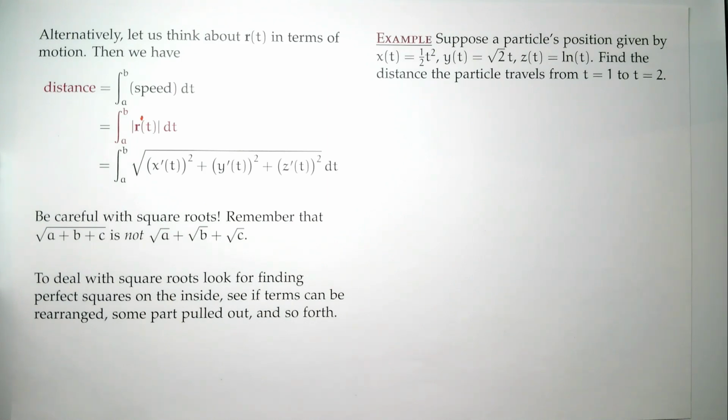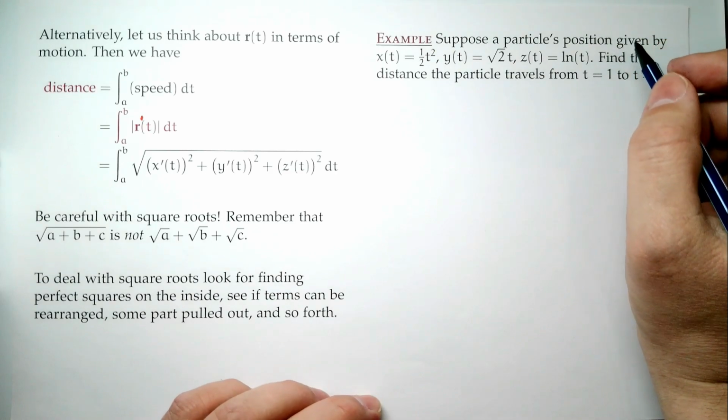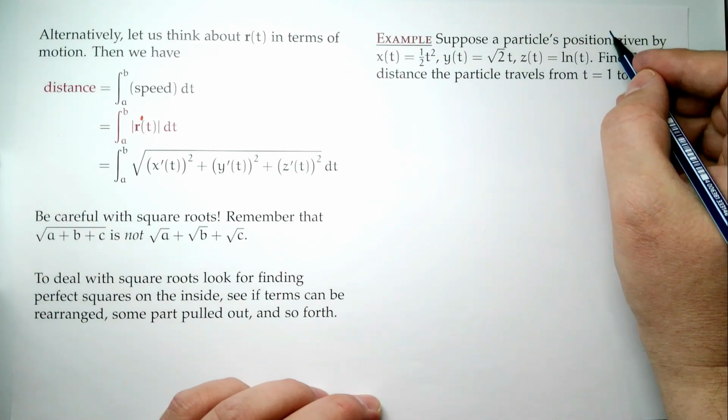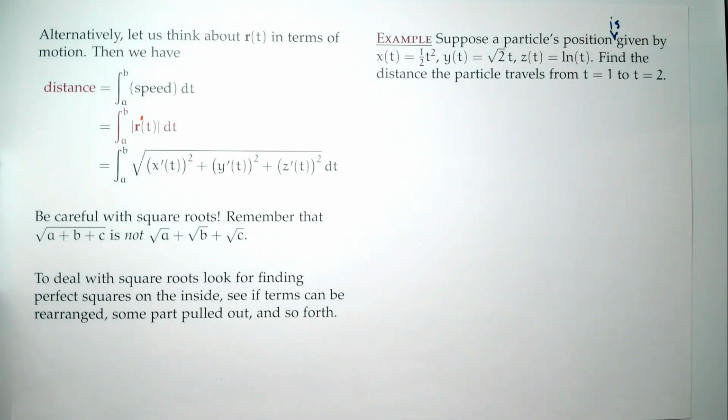So suppose a particle's position is given by x of t is a half t squared, y of t equals root 2t, and z of t is log t. You know, I feel bad because I write these notes, and I did actually take an English class at one point. So a particle's position is given by. Okay, there we go. All right, now I feel a little bit better. All right. Find the distance that the particle travels from time t equals 1 to t equals 2.